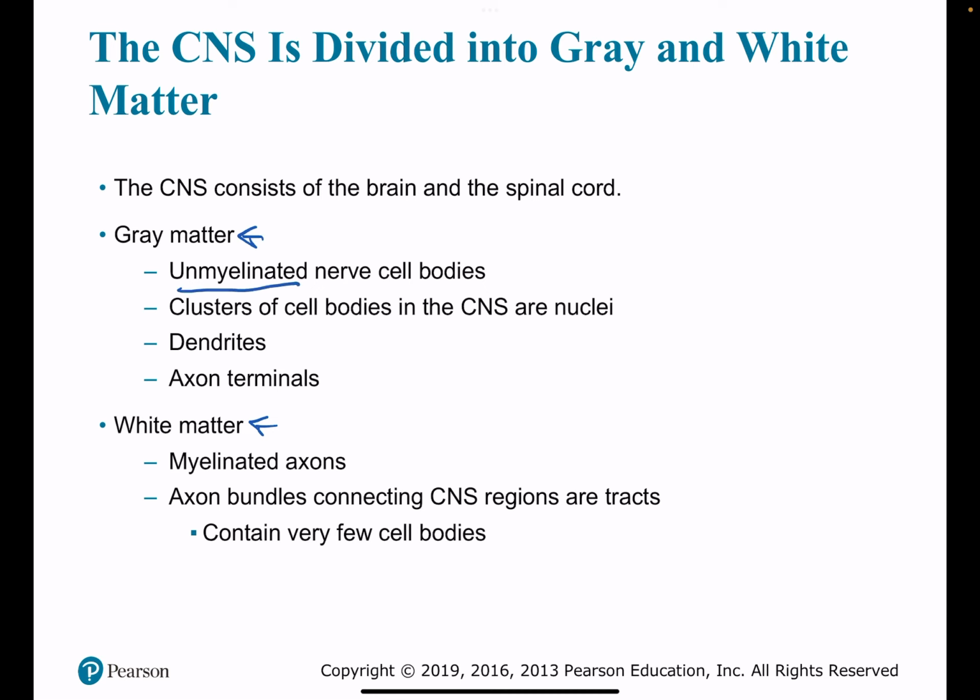Okay. So for the central nervous system, the gray matter is lacking the whiteness because it's not myelinated. Remember, myelination is like a lipid-based substance. So if you think of fat, it's usually this lighter type color. So gray matter is unmyelinated.